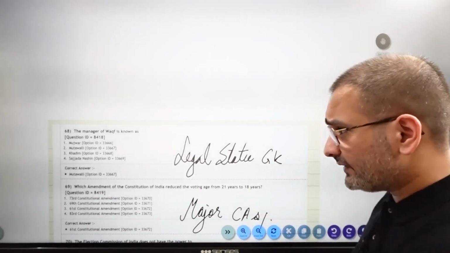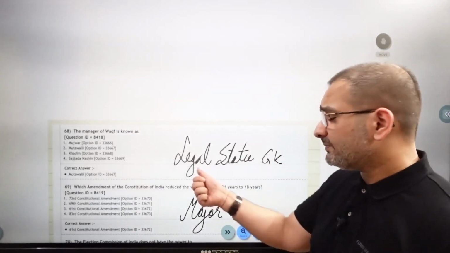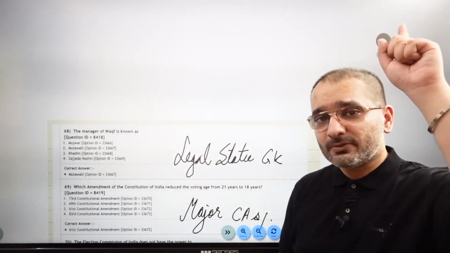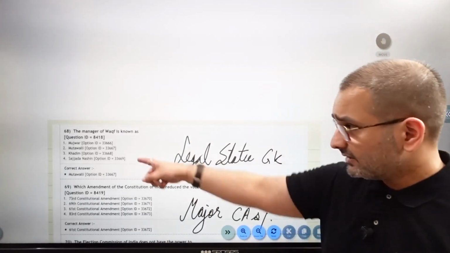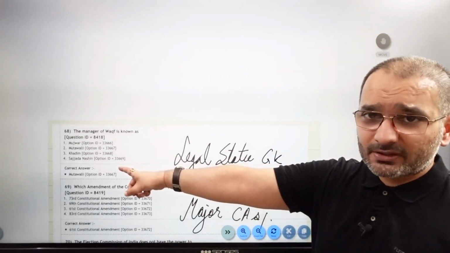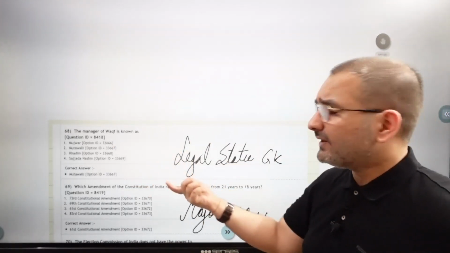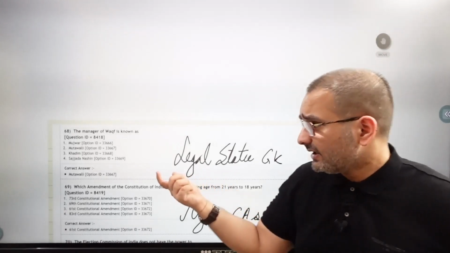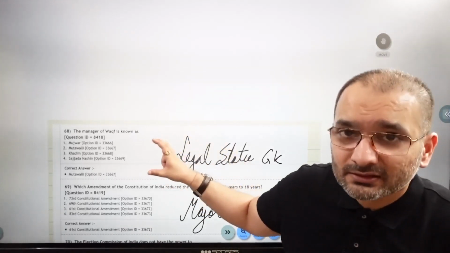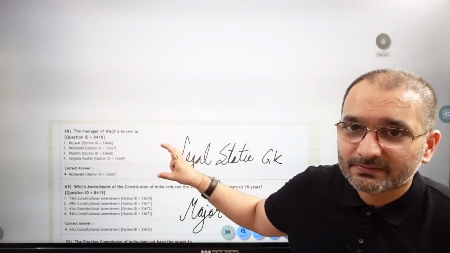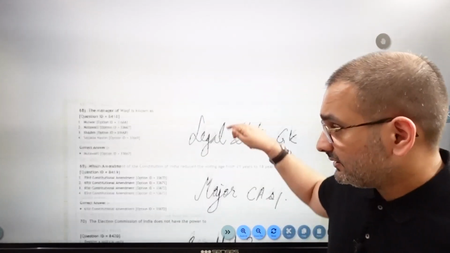The manager of Waqf is known as Mutawalli. This is purely legal static GK. Such sort of questions used to appear once upon a time in 2010, 2011, and now it has appeared yet again. Mind you, everything about this is explained in the Bare Act, I believe, under the Waqf Act. Now this is a hint that you need to go over the previous 10 years. Please don't skip them, right?